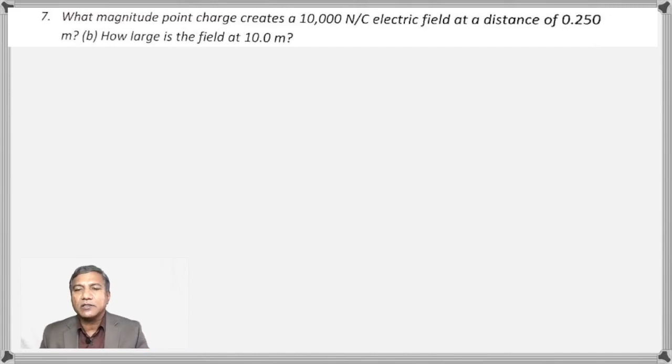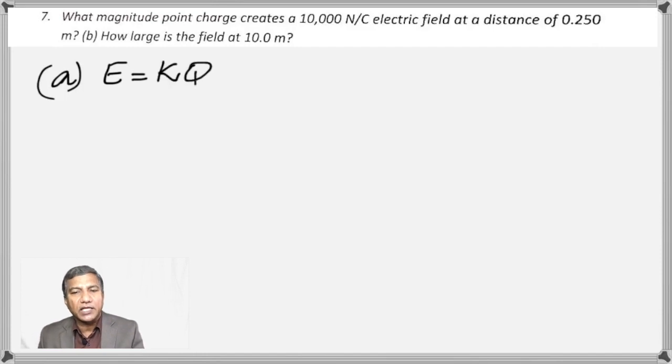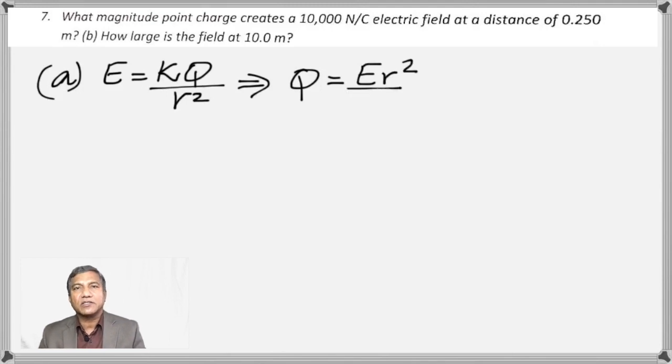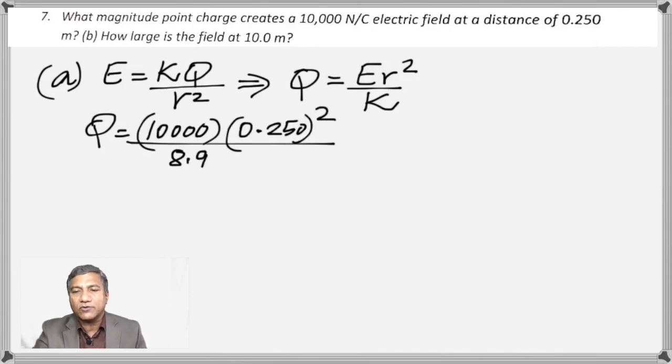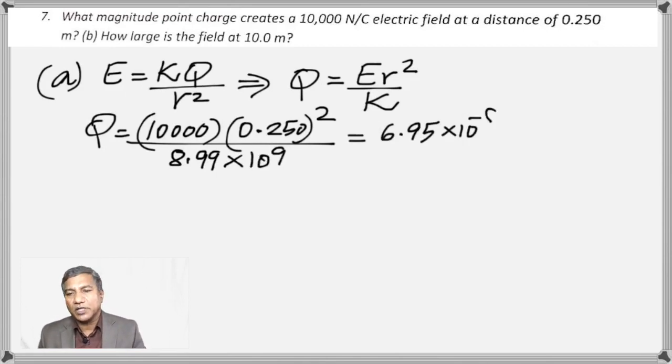So here we got to find what magnitude point charge creates that field. So the field is given, you got to find the value of the charge. And so we go straight to the formula. The electric field is given by KQ by R squared for a point charge. You're asked to find the charge, so make that the subject, and then the electric field is 10,000 Newton per coulomb. The distance is 0.250 meter, and K is the constant. So when you plug in all those numbers, you get 6.95 times 10 to the negative 8 coulombs.